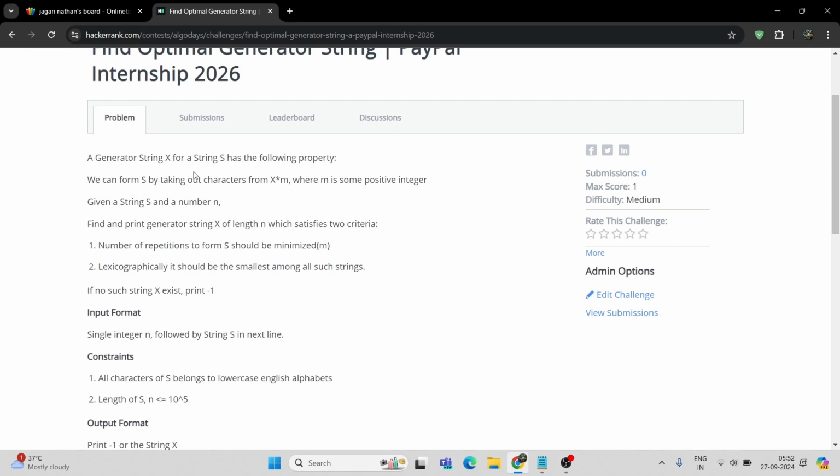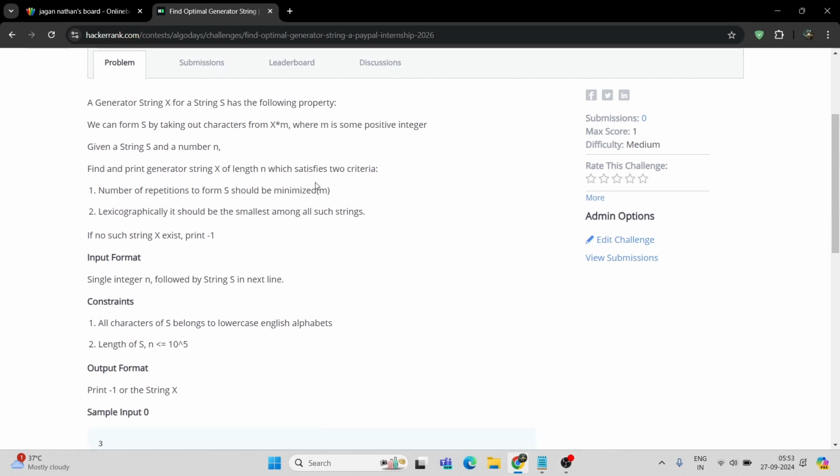Given a string S and a number n, generate a string X of length n which satisfies two criteria. The number of repetitions to form S should be minimized, and then lexicographically it should be the smallest among such strings. If no such string X exists, print -1.